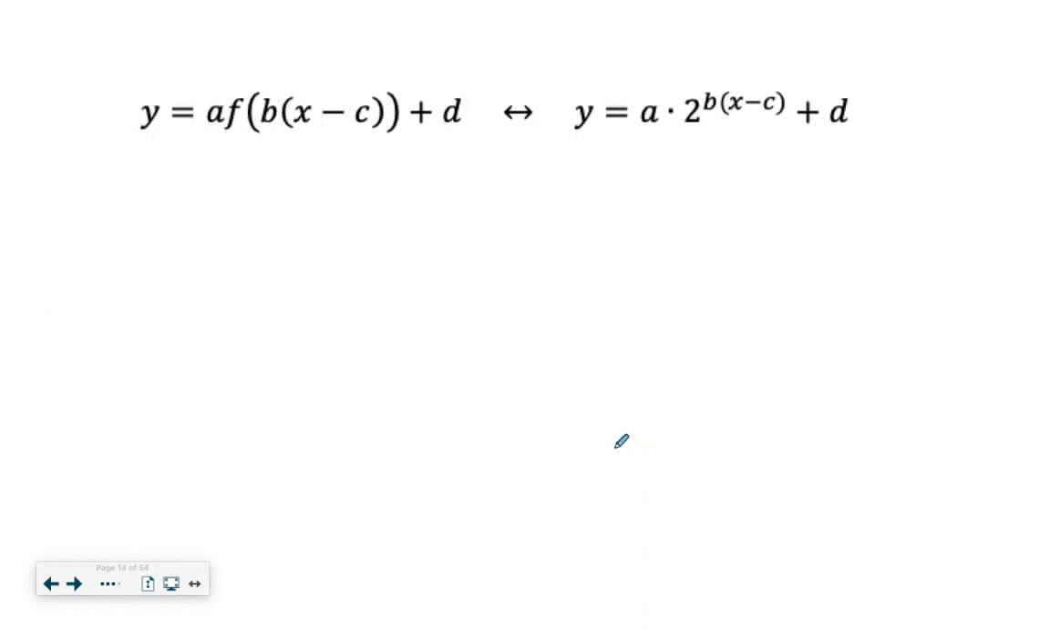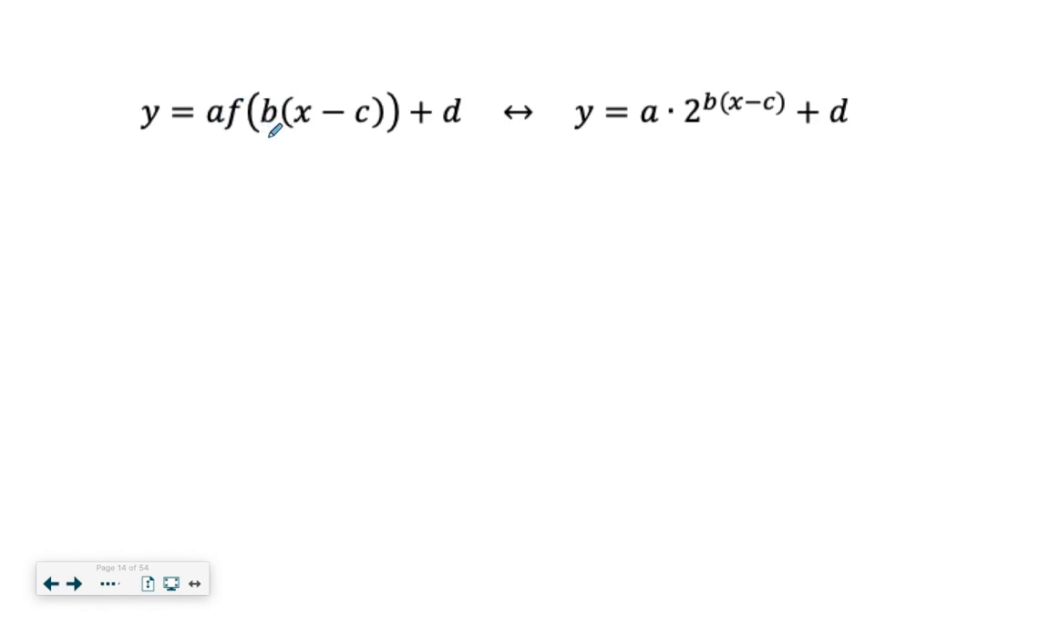So if you remember back in the previous section when we talked about shifting functions, right? If we had these 4 different shifts, a, if we had a value out in front, that was a vertical stretch or compression.